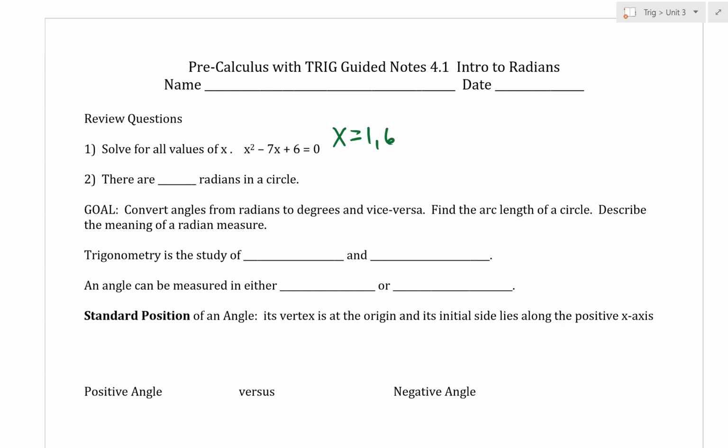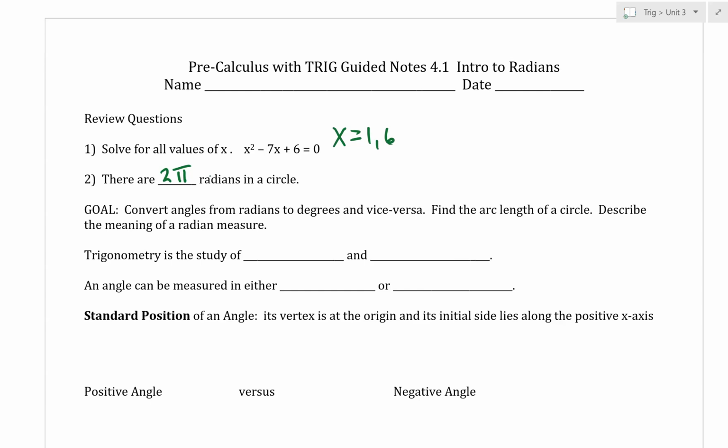The second one is asking, how many radians are in a circle? Well, I didn't know if you guys would know that one because you didn't talk about it last year. There are 2 pi radians in a circle, and we will talk about that as we move forward, and where this comes from and why it is what it is.